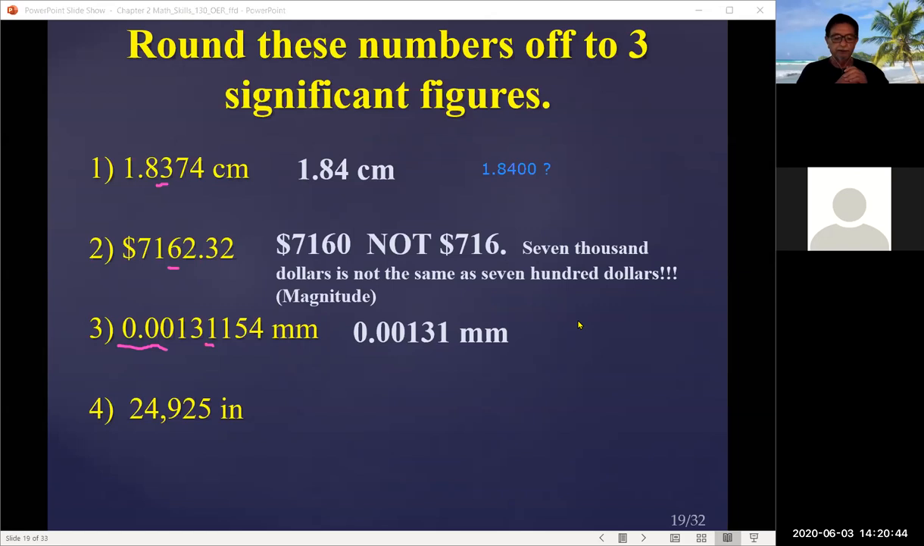And finally, I think, yeah, maybe 24,925. The 9 is in the 3 sig fig position. Look at the neighbor, which is the 2. That tells you that it's less than 5. Therefore, the 9 remains 9. We're in front of the decimal point, so the 2 and the 5 get replaced with zeros. We don't drop them off, because remember the magnitude here: you're in the 24,000 range. Dropping those zeros will give you down in the 200 range.